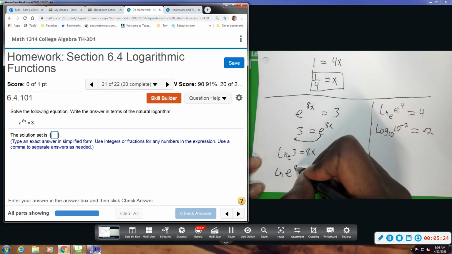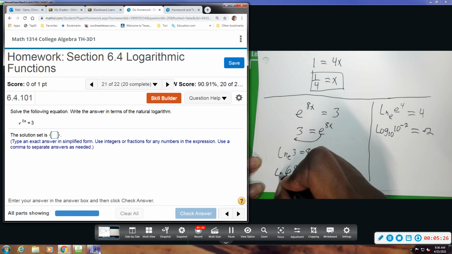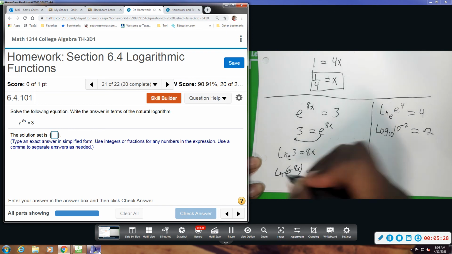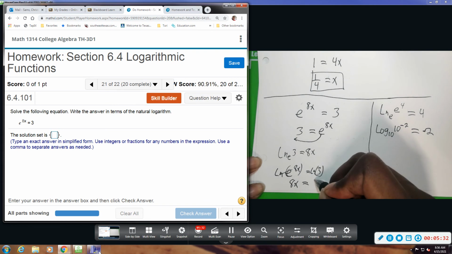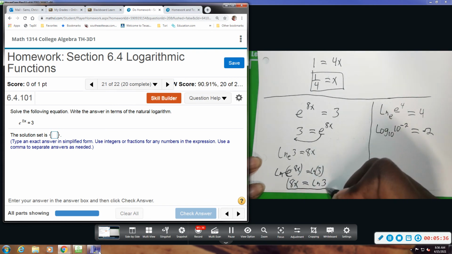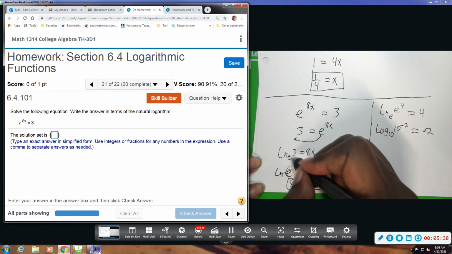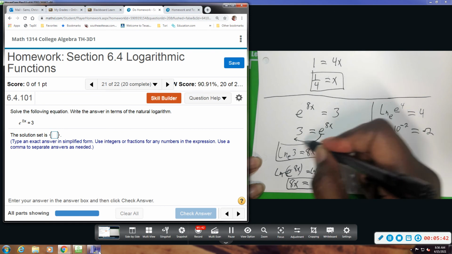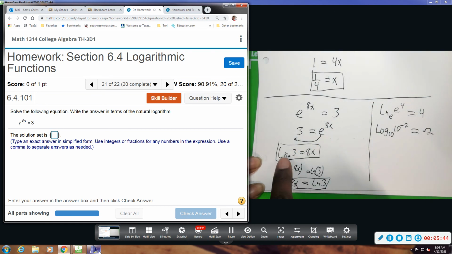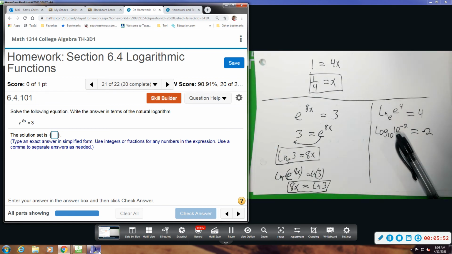Okay. And what happens, again, the e will cancel out with the natural log, and you'll be left with 8x equals ln of 3. So it's just on opposite sides, but it's the same thing that we would get here if we went backwards, bringing that base down to be the base of the log. So either way, you're going to get ln of 3 equals 8x, or 8x equals ln of 3. They're both the same. So you got two ways.